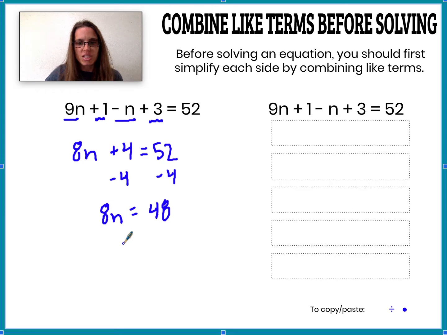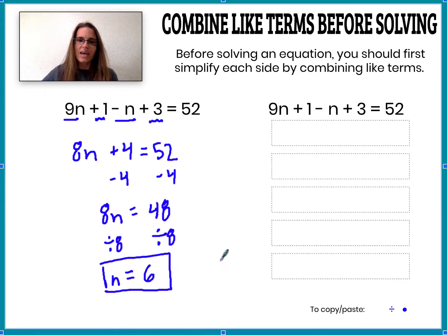The second operation that I need to undo is the times 8. So my inverse operation is to divide both sides of my equation by 8. 8n divided by 8 leaves me with n. I've isolated my variable, and my solution is just 48 divided by 8, which is 6. That is my solution to this equation.